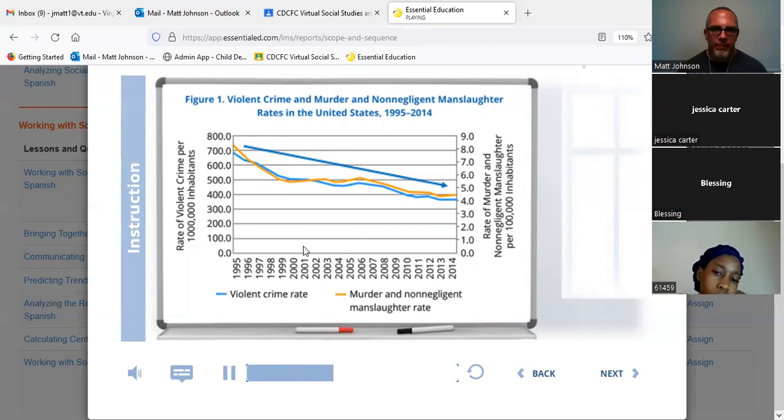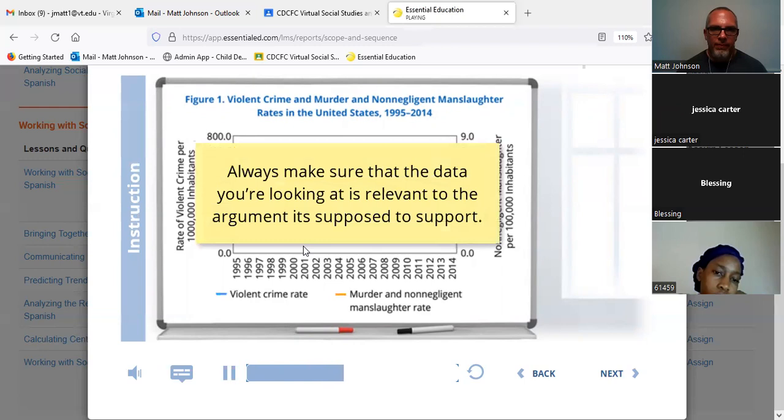You want to be careful, though. Sometimes statistics can be misleading. Always make sure that the data you're looking at is relevant to the argument it's supposed to support. If this data was for only one state, or if it included information for only one kind of violent crime, it wouldn't support a general statement about violent crime in the US. But this graph does support Octavio's argument perfectly.